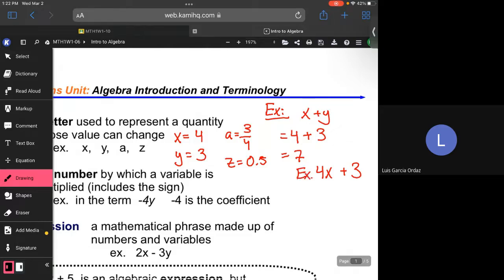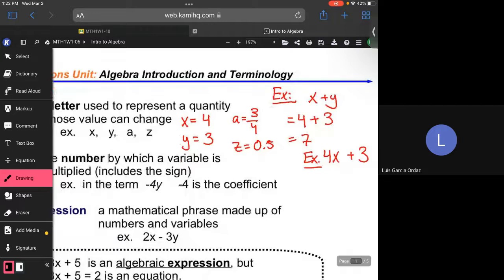So another example is we have a number attached to the variable, which we're going to learn about in 2 seconds. That number in front of that variable is called a coefficient because it always stays the same. 4 is always going to be 4. It is never going to be anything else. So in this case, because my x has a value of 4, I need to plug in 4 for x. So it'd be 4 times 4 plus 3.